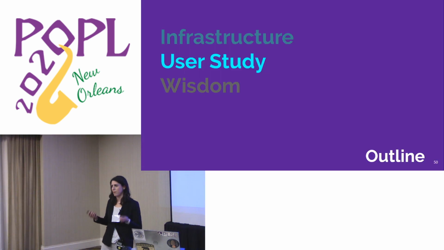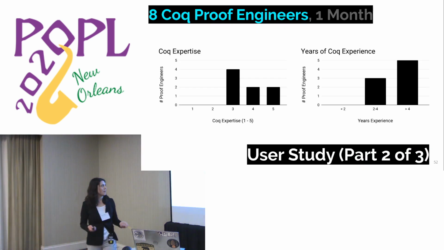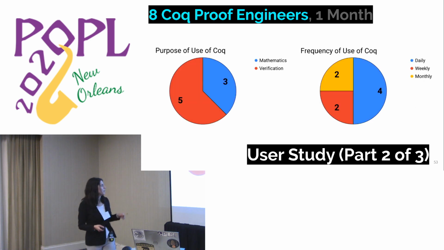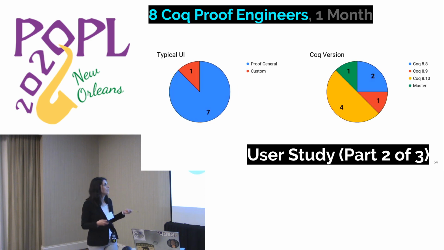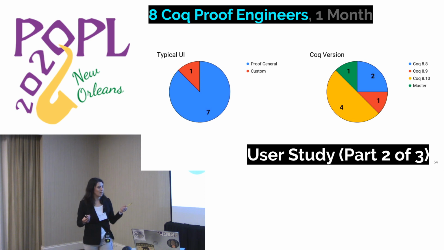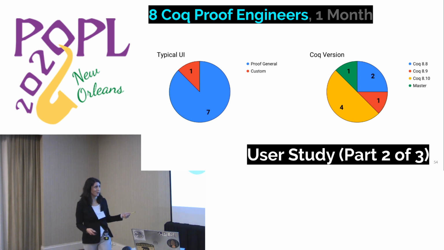Once we built this REPLica tool, we then actually ran our user study. So this user study was of 8 proof engineers over the course of a month. Just a quick snapshot of our proof engineers. They were all intermediate through expert with at least 2 years of experience. They used Coq for a mix of math and verification, some daily, some weekly, some monthly. Most of them used Proof General, but one of them actually used a custom IDE. And most of them were on Coq 8.10, but we did backport the hooks to special branches of 8.8 and 8.9 to support a couple of users.